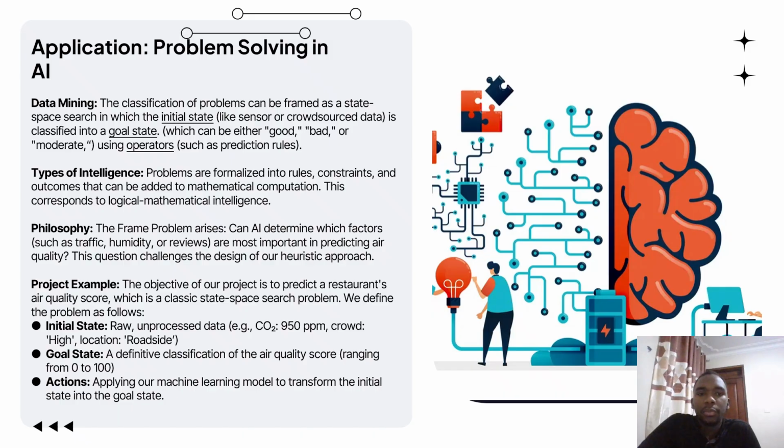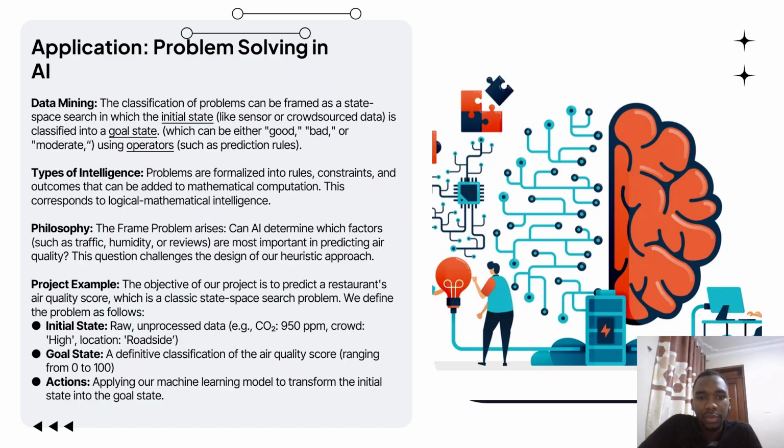So, application of problem solving in AI. Data mining. The classification of problems can be framed as a state space search in which the initial state, like sensor and crowdsourced data, is classified into a goal state which can be either good, bad, or moderate using operators such as prediction rules.